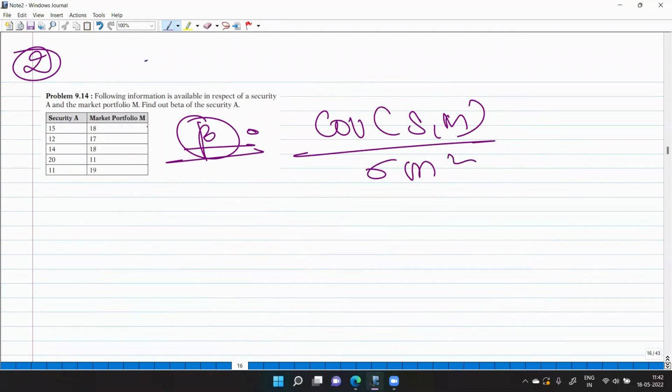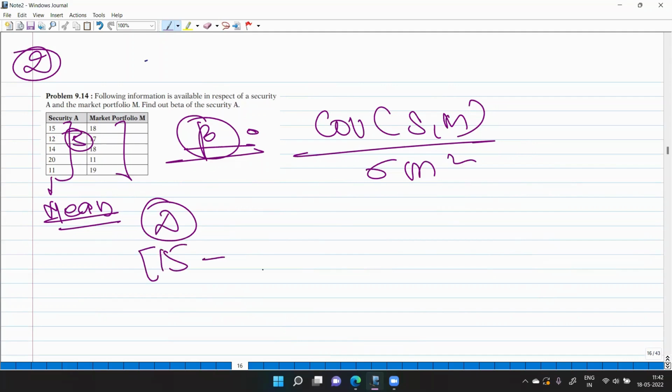ठीक है. Now say you will say कि यार यहाँ पे probability तो दिया हुआ नहीं है, तो फिर हम ये कैसे निकालेंगे? We will be using the mean. Expected return के लिए we will be finding out the mean. How? 15 plus 12 plus 14 plus 20 plus 11 divided by 5. This will come out to be mean of A. ऐसे ही हम mean of B निकालेंगे. Then we will find out the D. D कैसे आएगा? 15 minus whatever the mean is. ठीक है, deviation आ गया. Then we will do deviation का square.